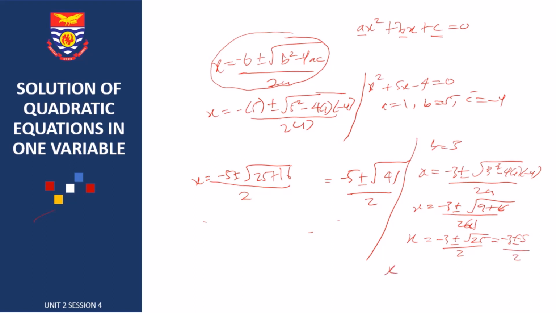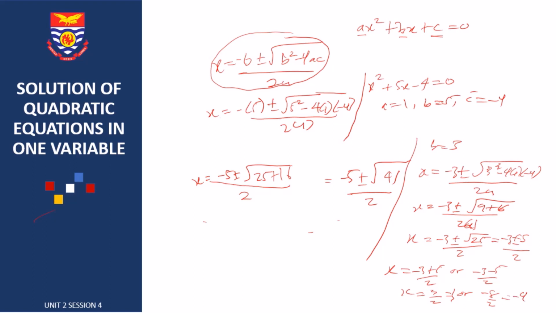Here it means that x is equal to minus 3 plus 5 over 2, or minus 3 minus 5 over 2. This gives me 2 over 2, or minus 8 over 2. So I can say that x is equal to 1 or x is equal to minus 4, just as we did with factorization.